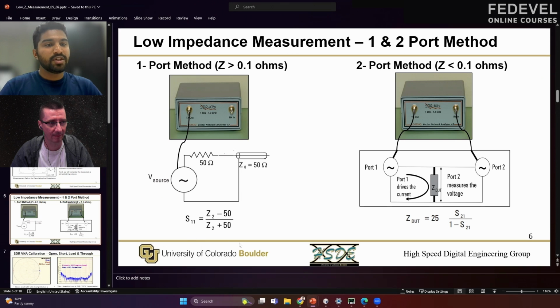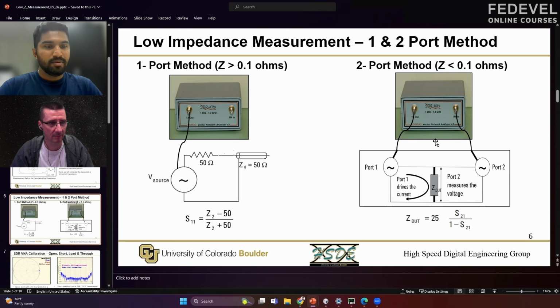We use this reflection coefficient, that is the S11, to calculate the impedance of this device under test. But this method has some artifacts that get induced due to the inductive loop that we have, and so it is really not practical to measure impedances that are less than 0.1 ohms. So for such low impedances, we'll move on to the 2-port method.